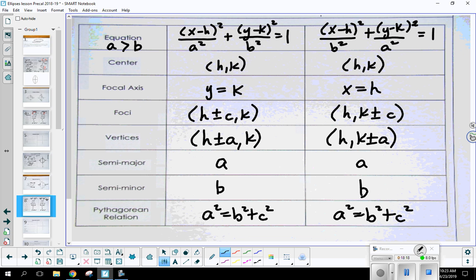All right, now this next one, I'm going to go ahead and get you guys started, but then I'm going to give you a few minutes to go ahead and try it on your own. Again, there's really no changes. It's just we're not centered at the origin anymore. We're going to have another location.